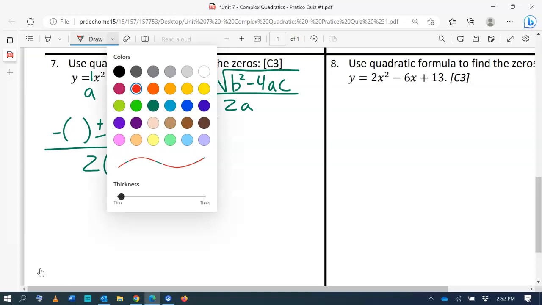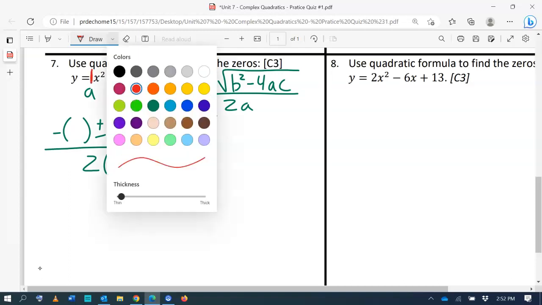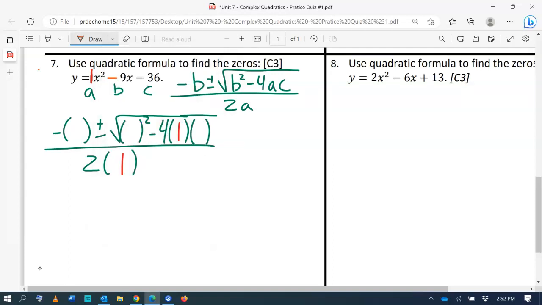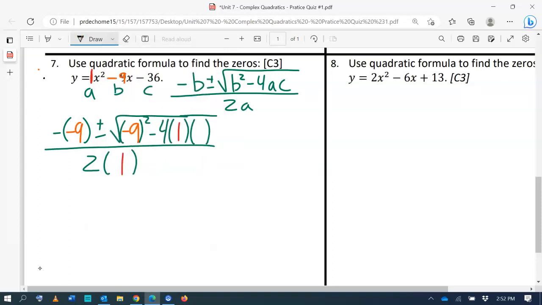Now so our a value is 1, that's here and here. Our b value is negative 9. So negative 9, negative 9. And finally, our c value, I'll do that one in black, I guess, is negative 36. Let's do some math. Negative, negative in the front turns to be positive. Negative 9 squared is 81.